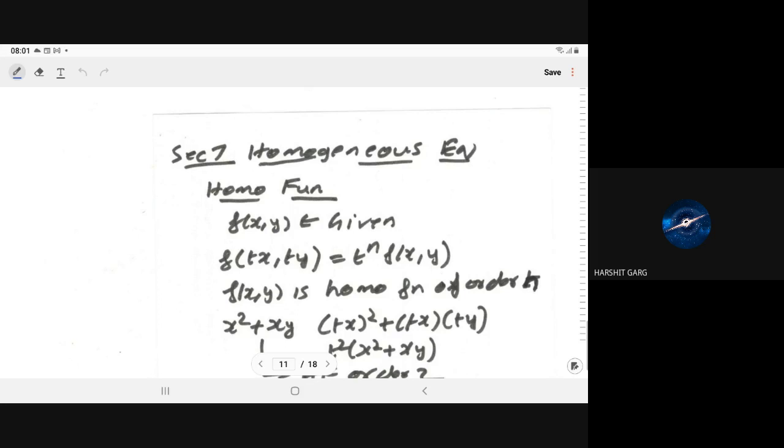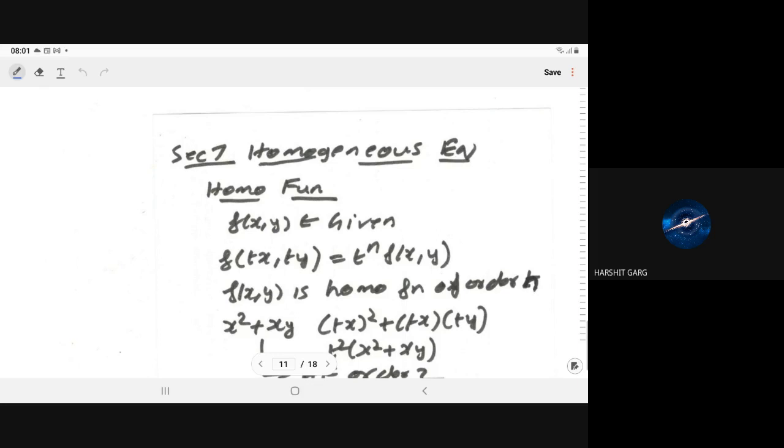Here we have Section 7, homogeneous equations. Earlier was the preliminary material for differential equations. Now this is the actual thing. Before the homogeneous equation, you must have an idea of what a homogeneous function is.